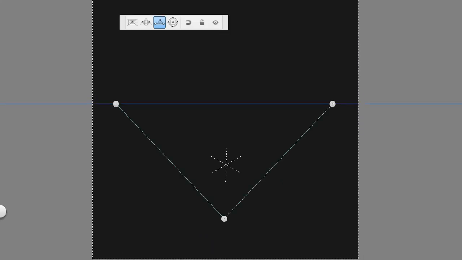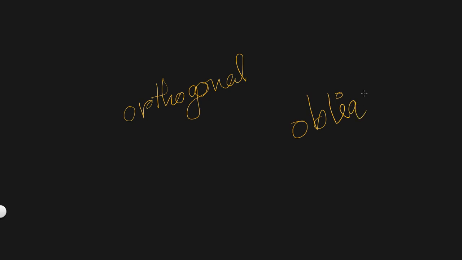We are going to study parallel projection. So back to parallel projection. Now, parallel projection can be further divided into two types of projection. We have orthogonal or orthographic, and we have oblique. Both are parallel projections.